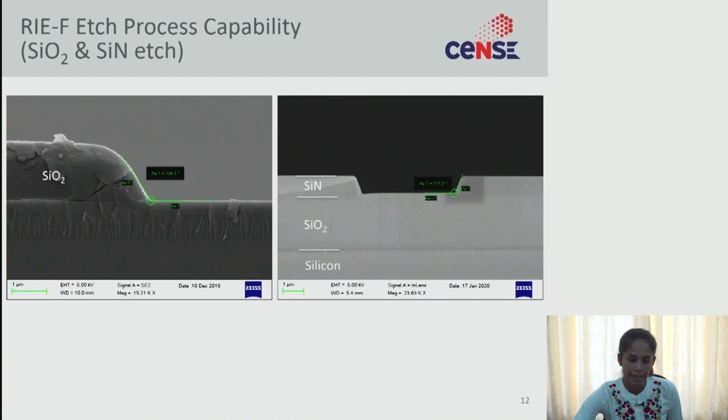Okay. And this is what I was telling you, right, we have an isotropic profile, we have an anisotropic profile, and this is one of the SEM images we have taken from the RIE fluorine tool. This is the SiO2 profile where we have around a 120-degree angle, and this is the silicon nitride profile. These are all anisotropic profiles.